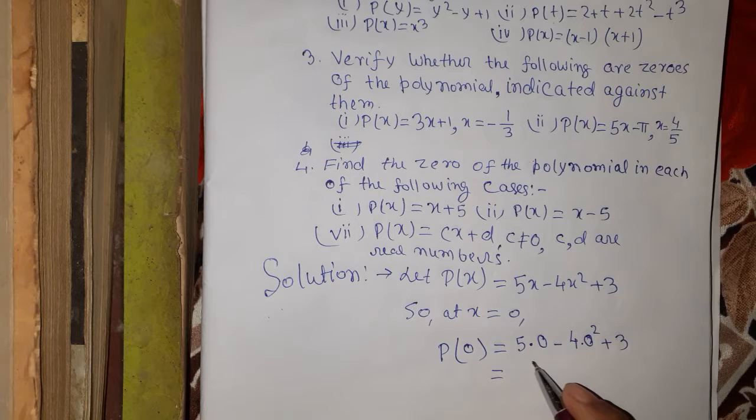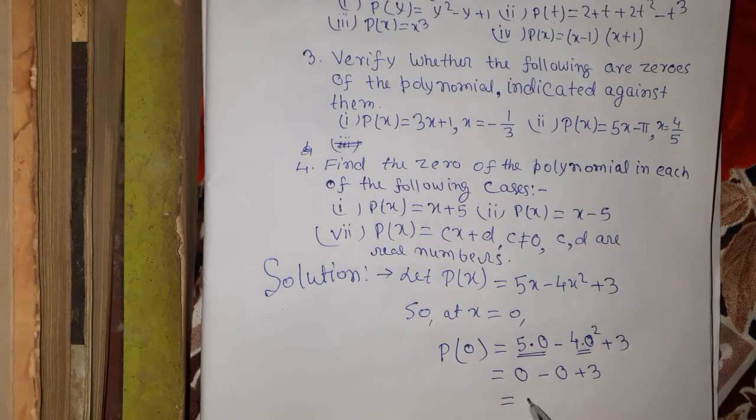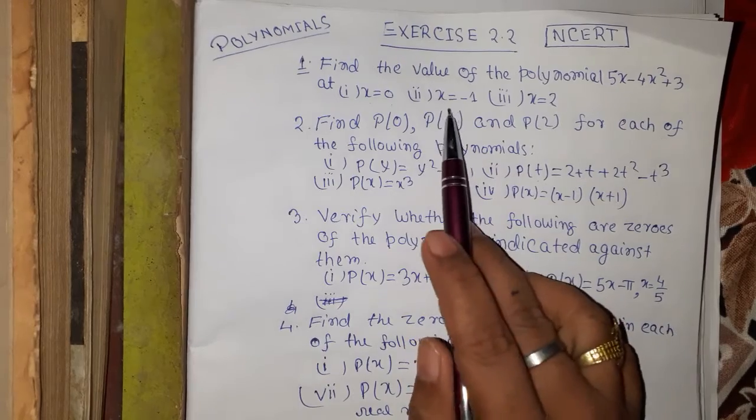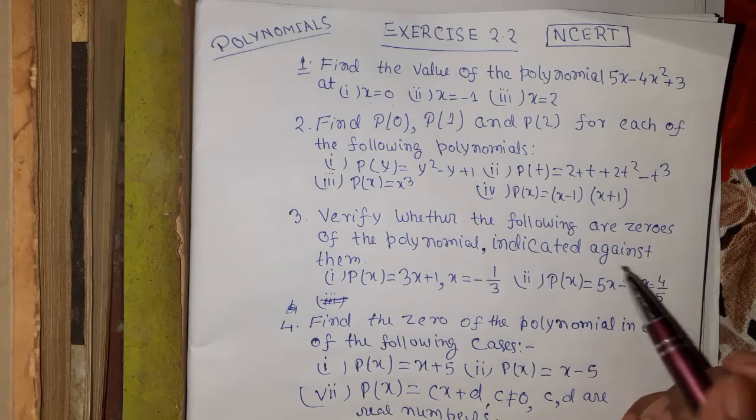It means this term becomes 0, this term also becomes 0, plus 3. It becomes 3. So the value of the polynomial at x is equal to 0 is 3. In the same way, we can evaluate its value at x is equal to minus 1 and x is equal to 2.